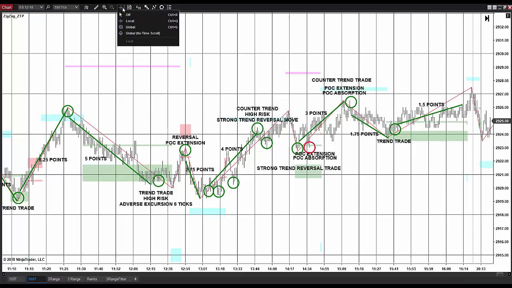So all in all, a day that presented some significant trading opportunities, provided very little exposure to risk, so long as the high risk trades were identified and avoided.